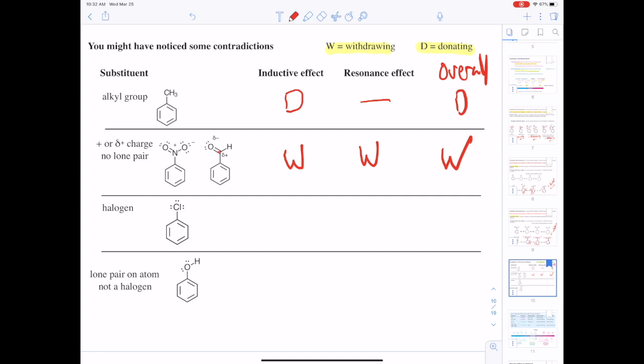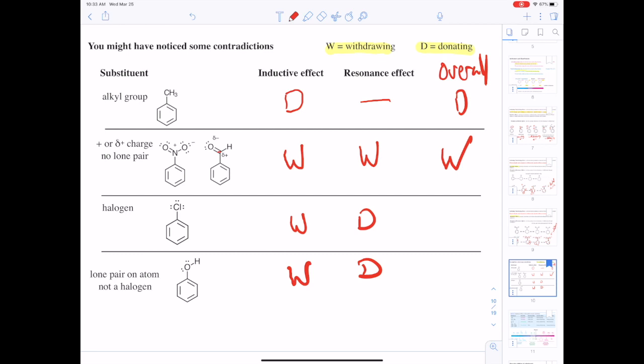Halogens and things like oxygen or nitrogen with their lone pair, like an amino group, not a nitro group, like an amino group, like NH2 or an OH, or halogens, they inductively withdraw because of electronegativity, but they donate through resonance. And so you have the same effects through inductive effects and resonance effects for both of these. So why did I separate them?